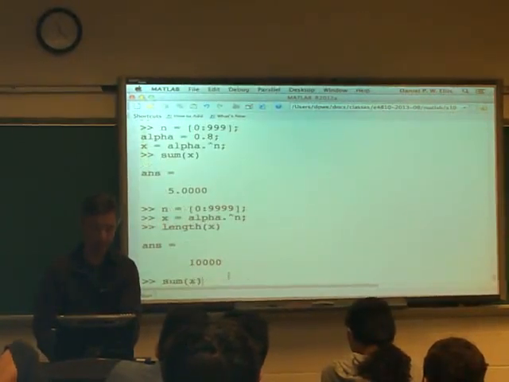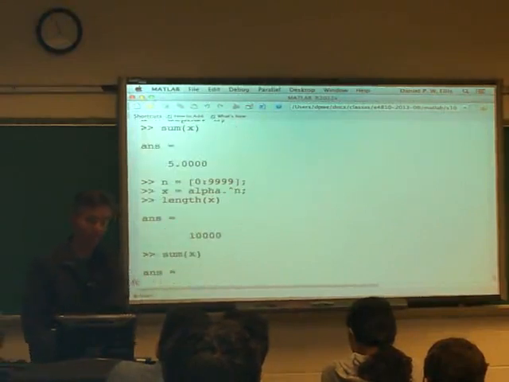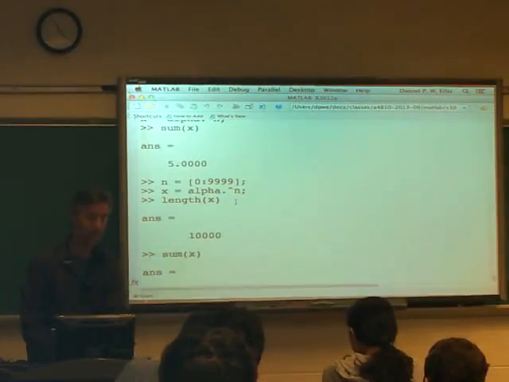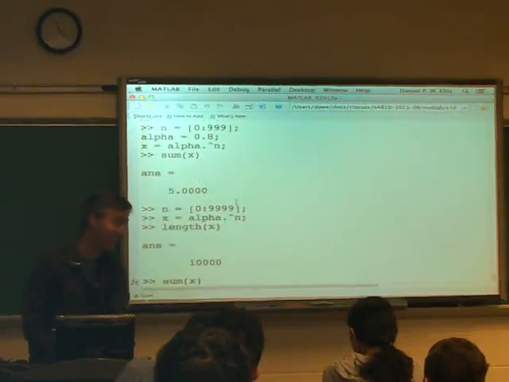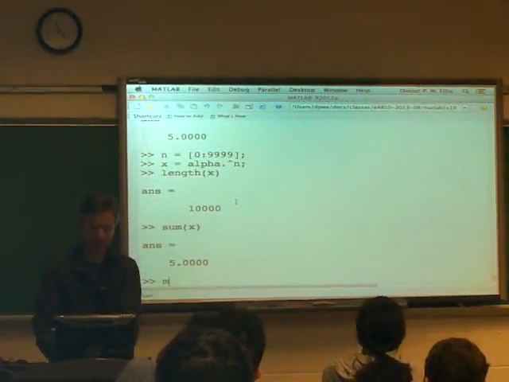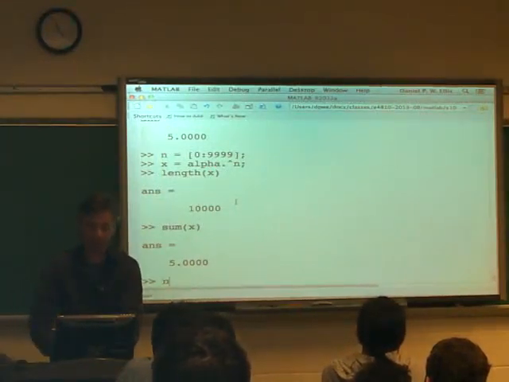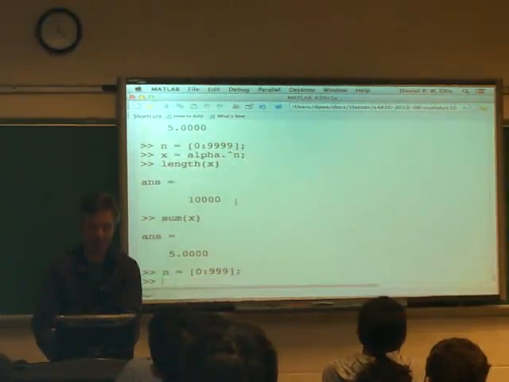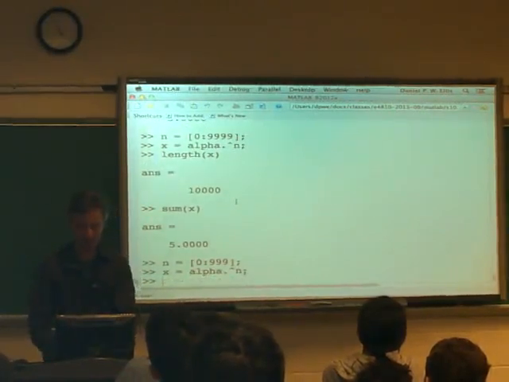But if I calculate the sum, it's still 5, because all the 9,000 values I've added in the second version are all smaller than 1e minus 97, so it doesn't make any difference. So this is a converging sum, because as I sum more and more points in, the sum doesn't really change very much, and so I get a similar thing coming out.